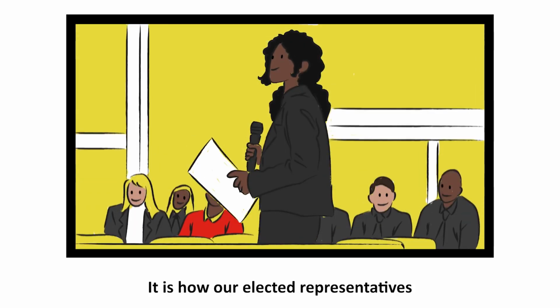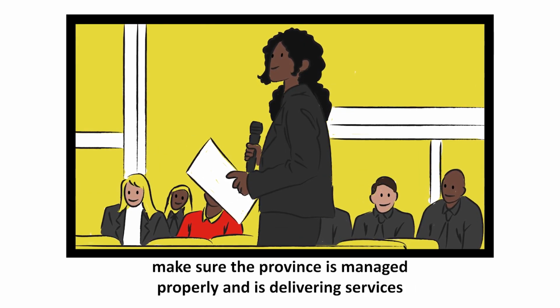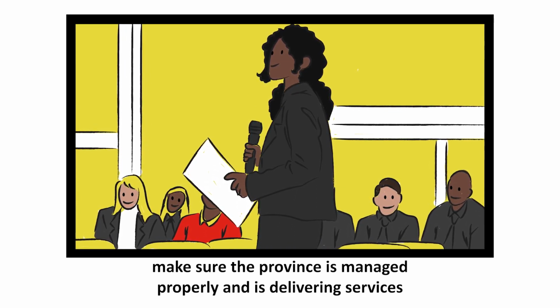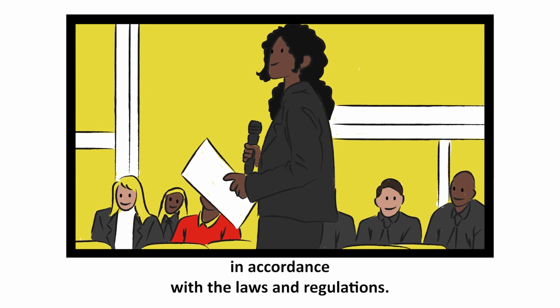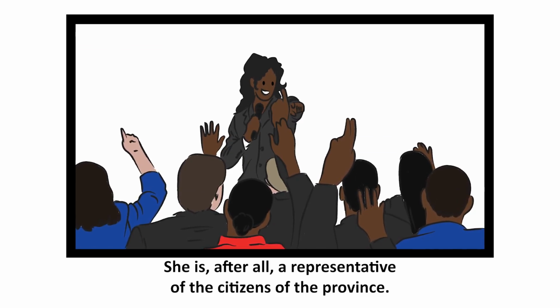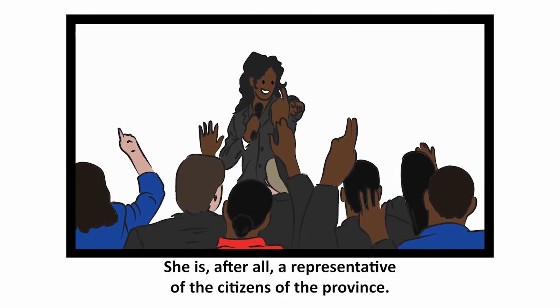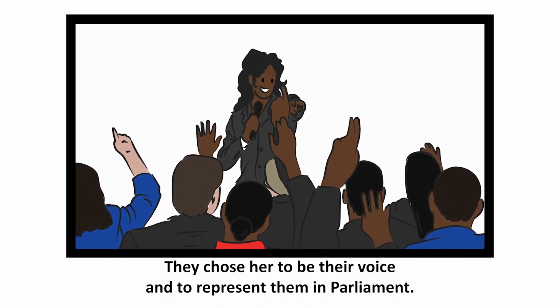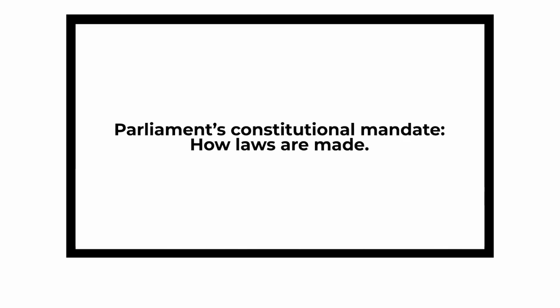It is how our elected representatives make sure the province is managed properly and is delivering services in accordance with the laws and regulations. For Funeka, this is important work. She is, after all, a representative of the citizens of the province. They chose her to be their voice and to represent them in Parliament. In the next video, we show you how laws are made.